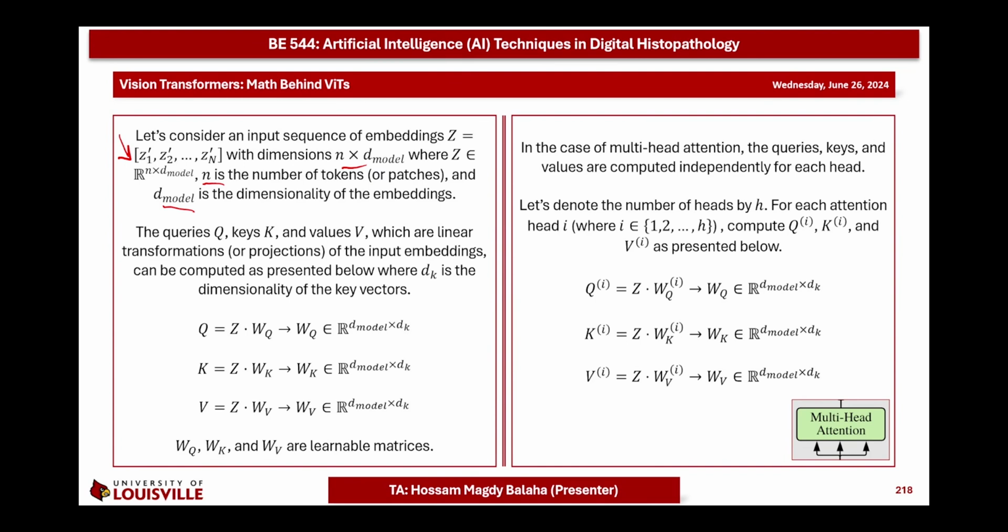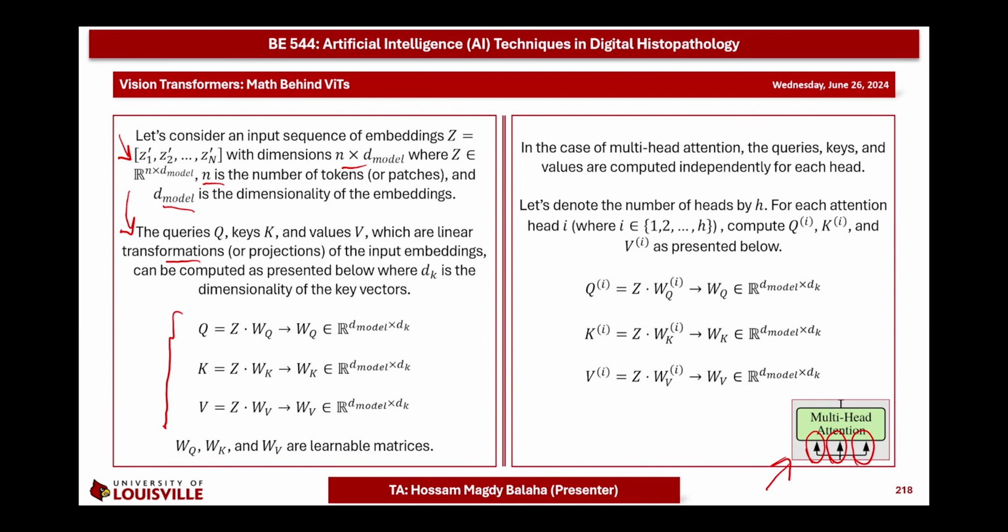So we can say this is the size of the embedding of each token or patch, for example 100 or 1000. Then the queries Q, keys K, and values V, which represent the linear transformations or projections of the input embeddings, can be computed as presented below. And Q, K, and V are the inputs to the multi-head attention. If you notice here, there are 3 inputs, which represent the queries, keys, and values.